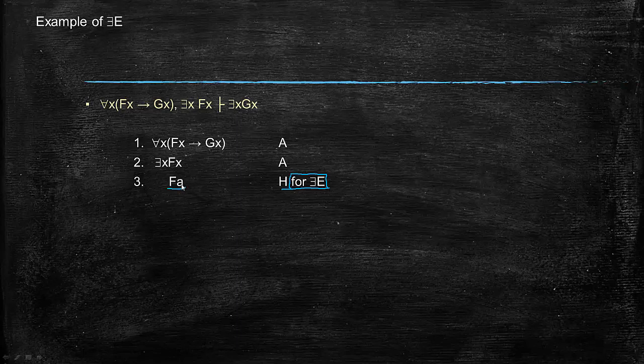Now, if I'm going to use f of a, I want to make sure that a is not contained in any assumption or in any previous hypothesis. Well, there is no previous hypothesis, and a does not occur in any of these assumptions, so we're okay. And now we can proceed in a rather familiar way. We can write if f of a, then g of a by 1 and universal elimination, and then we can have g of a by 3, 4, conditional elimination.